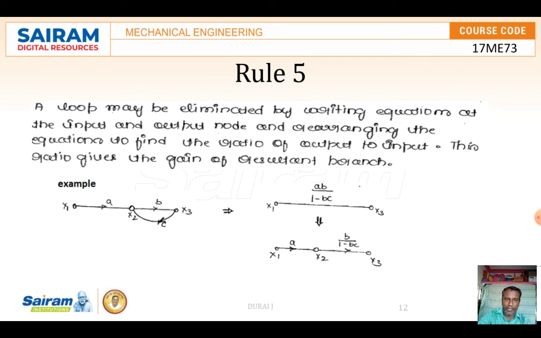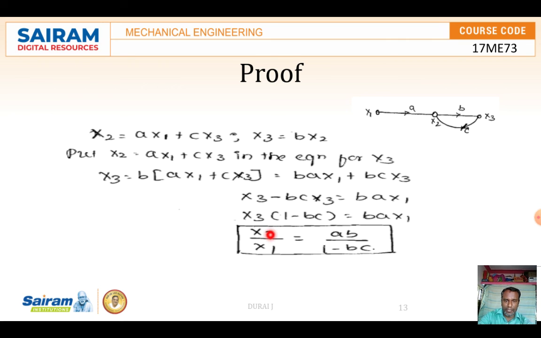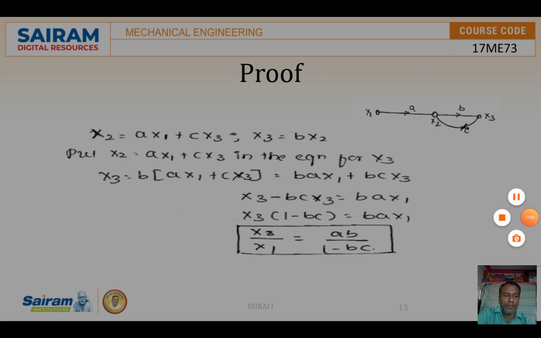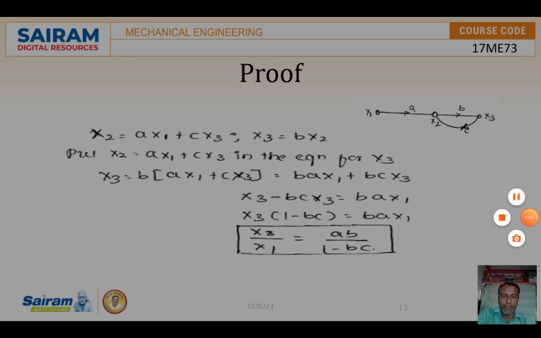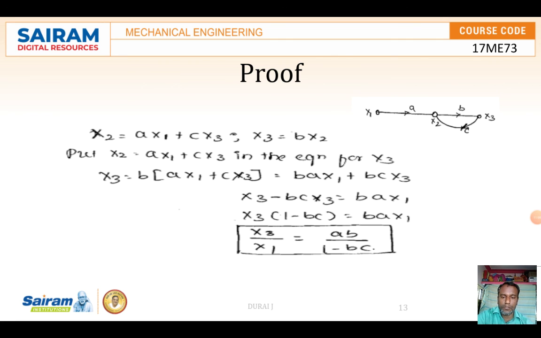This is how we can derive this value, because the output is x3 and the input is x1. So the transfer function x3 by x1 is equal to ab by 1 minus bc. Finally we arrive at this. This is the way we are going to solve it. With the use of the signal flow graph and these rules, we are going to solve some problems in the next PPT. Thank you.